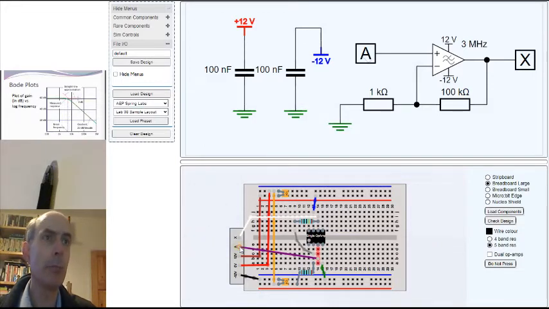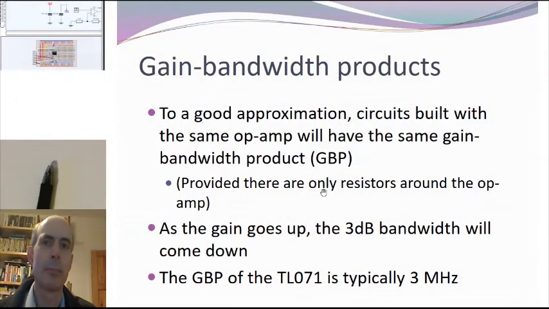The A input here should come from the function generator. The X output there should go straight to the input channel of the oscilloscope so that you can measure the output signal. And the other inputs come straight from the lab power supply unit. Having measured the 3 dB bandwidth of that amplifier with gain of 101, you should be able to deduce the gain bandwidth product of the op-amp that you're using.